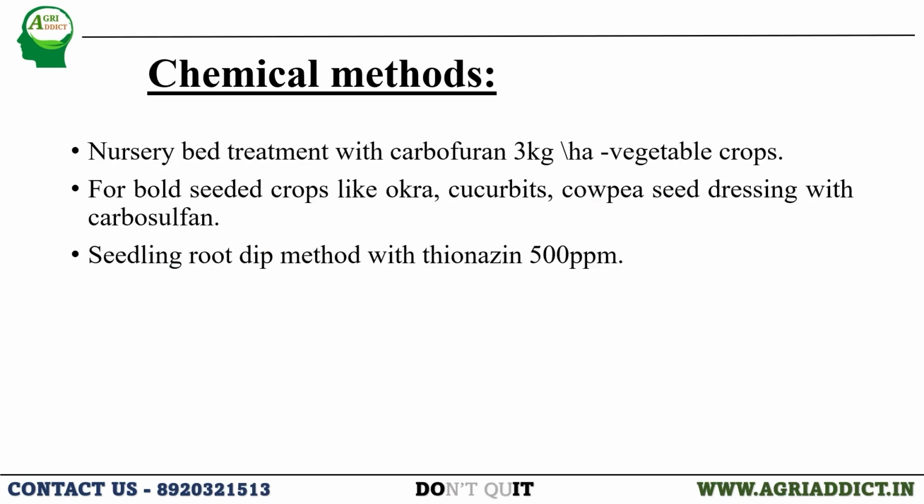Next is chemical methods. The last method which we will go for control is the chemical method. The nursery bed treatment can be followed with carbofuran at the rate of 3 kg per hectare in case of vegetable crops, and in case of bold seeded crops like okra, cucurbits and cowpea, seed dressing can be carried out with carbosulfan. What is seed dressing? It is nothing but seed treatment with carbosulfan. And the seedling root dip method with triazophos 500 ppm can be carried out in certain types of crops.